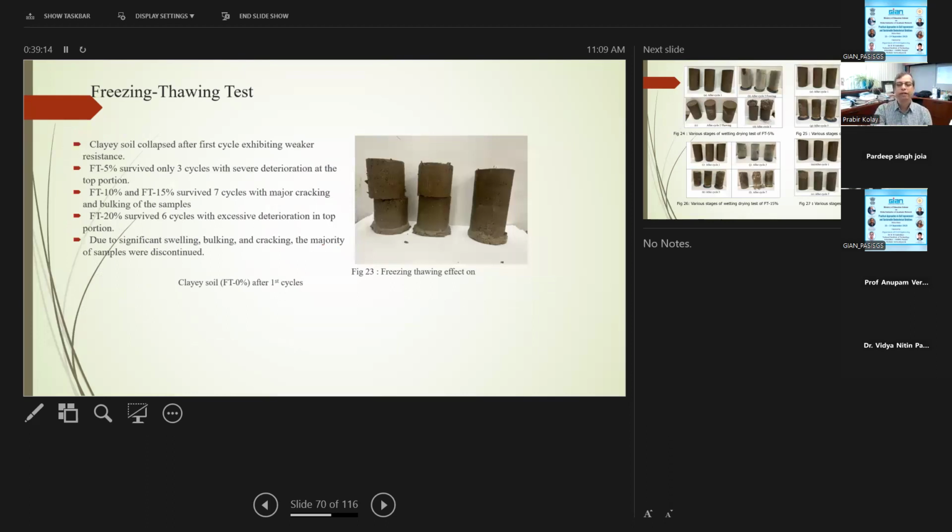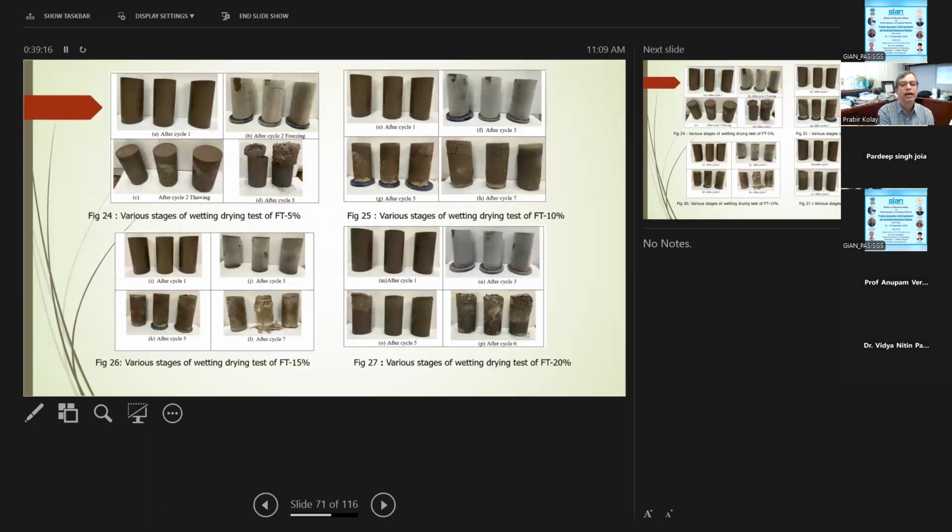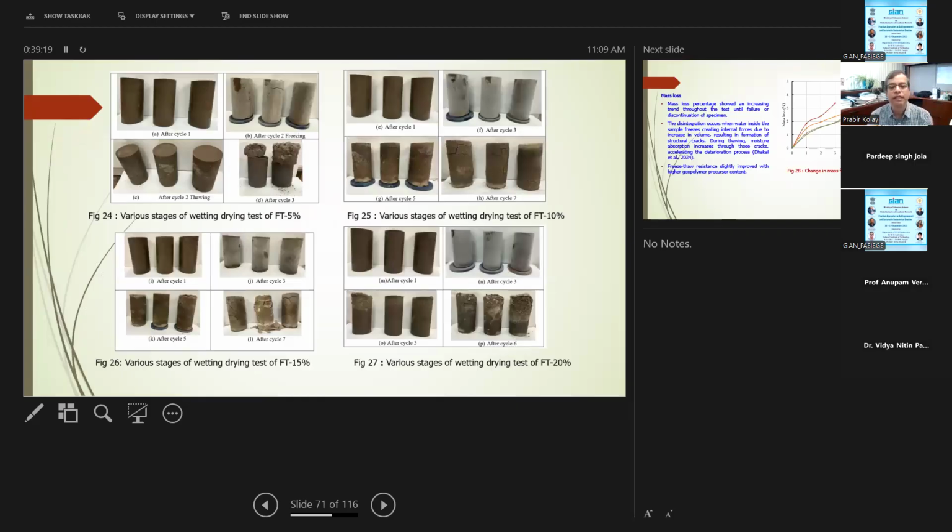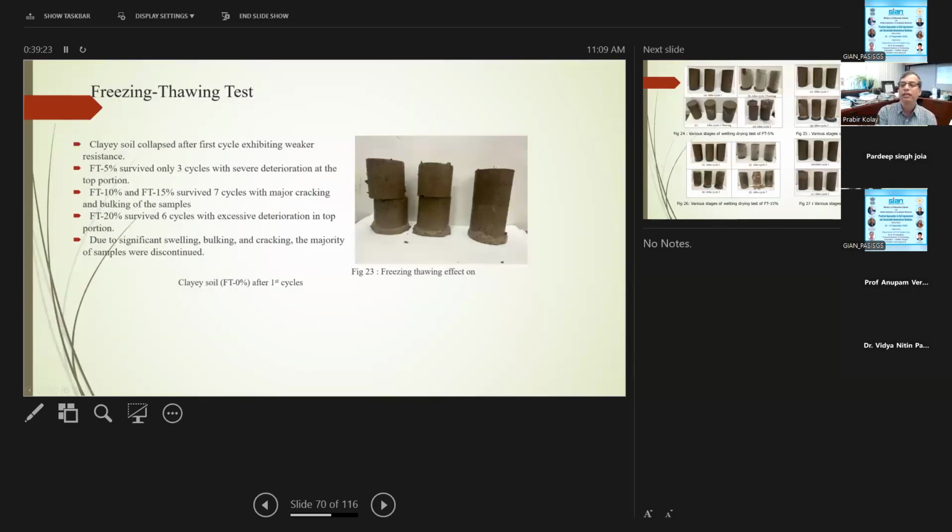Same soil combinations, but now for the freezing and thawing test. This is the freeze-thaw effect for the first cycle, and these are the different cycles of freezing and thawing. This is the effect of freeze-thaw without any stabilizer, without anything. This is the situation: in the first cycle itself, it is already cracked or broken, maybe at the joint it came out.